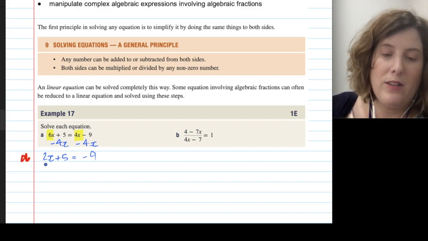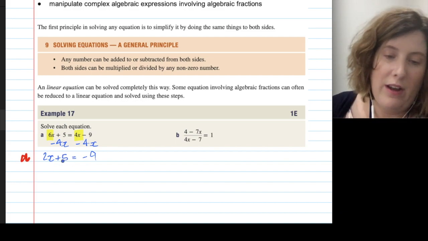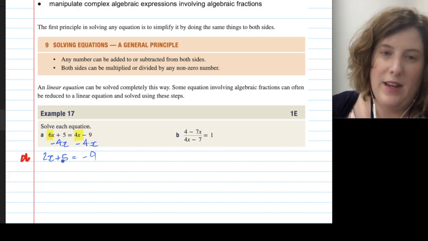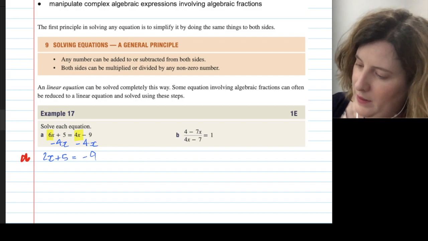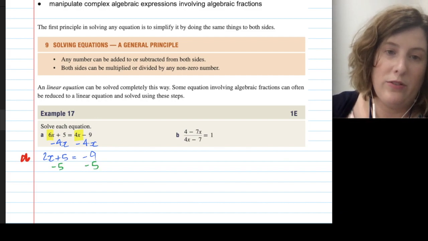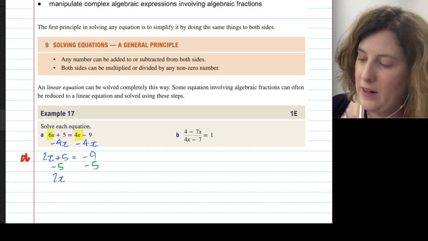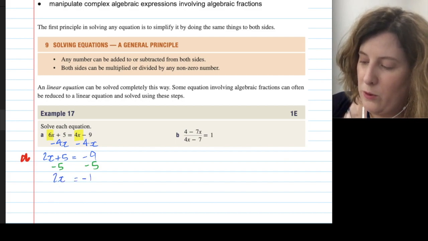So my x is here, it's multiplied by 2, we've got a plus 5 after it. I need to get rid of the plus 5 first. We do that by subtracting 5 from both sides. You may wish to write that down. Minus 5, minus 5. I don't actually usually write these, I just go straight to the next step. 2x plus 5 take 5 is just 2x. Negative 9 take 5 is negative 14.